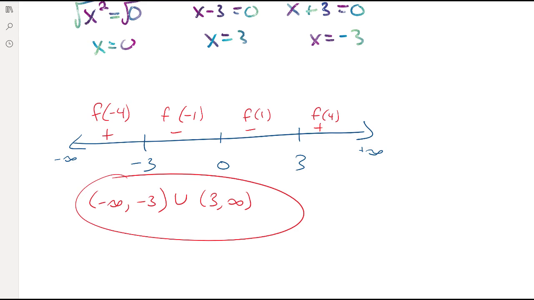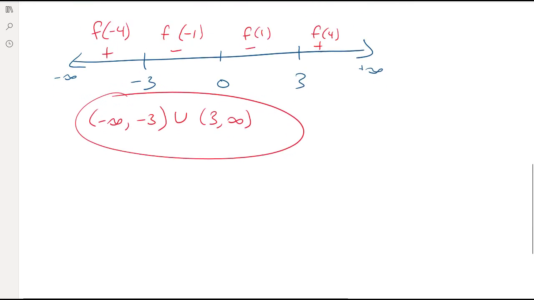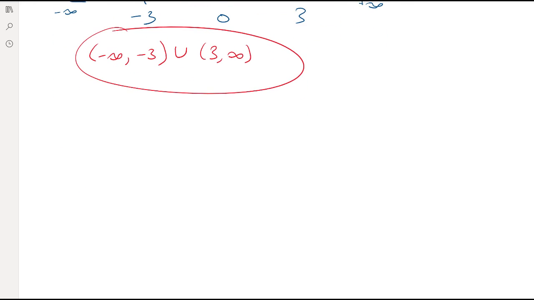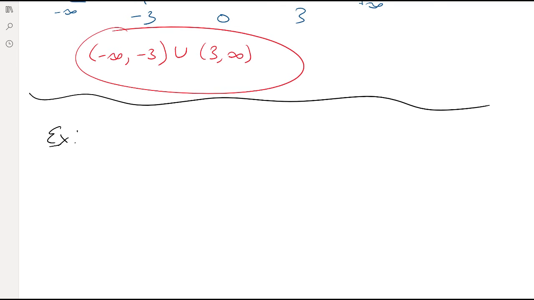Okay? So those are the steps, folks. You find the zeros, put them on a number line, and then test all the regions, and then do your pluses and minuses, and then determine, okay, which sign do I want? Do I want a plus or do I want a minus? See if we can try a few more here. Another example. Go through this one quickly.